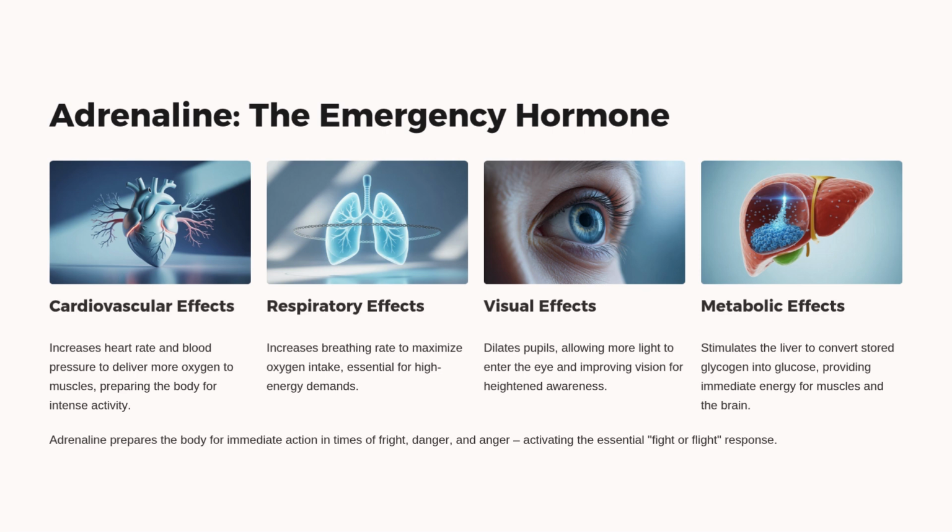Metabolic effects. Stimulates the liver to convert stored glycogen into glucose, providing immediate energy for muscles and the brain. Adrenaline prepares the body for immediate action in times of fright, danger, and anger, activating the essential fight-or-flight response.